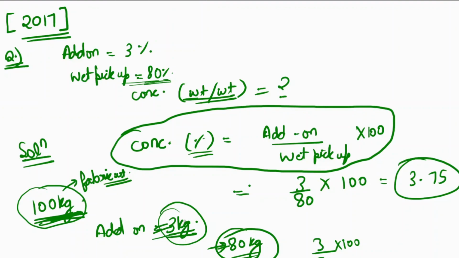So what is concentration? Concentration means in 80 kg of solution, how much is dye. If it is 100 kg, then we say 100% concentrated. The higher the weight of the dye, the higher the concentration. And this is calculated on 80 kg because 80% is the wet weight. Otherwise we would calculate on 100 kg. So 3.75 is the answer, and you have to write it in 2 decimal places. Then this is the correct answer.